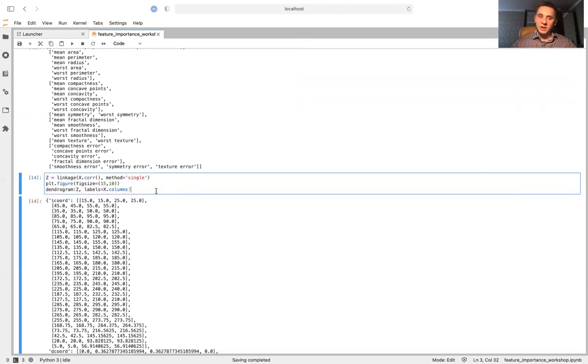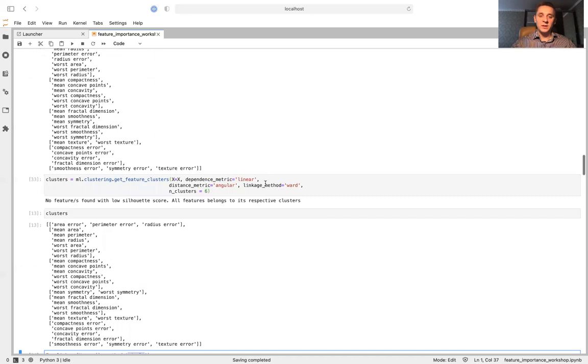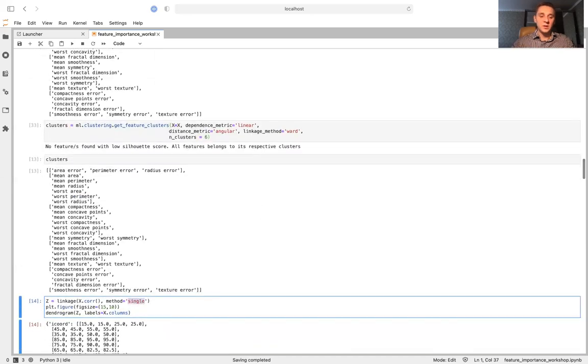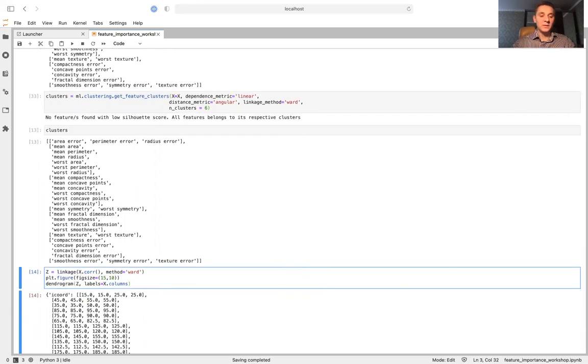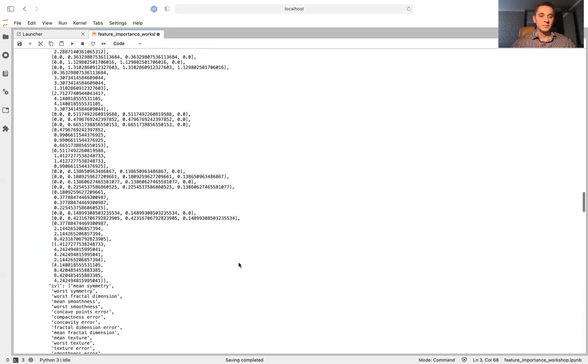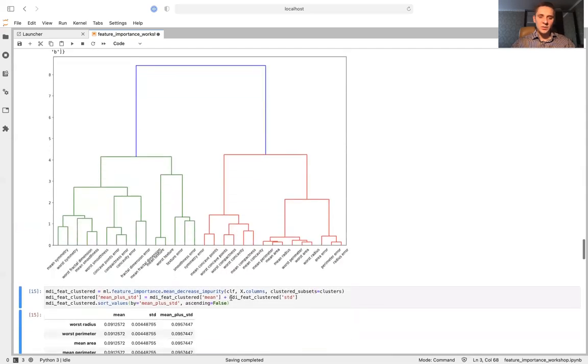To plot the dendrogram, we use the linkage function from SciPy. The method is the linkage method, so let's use the ward linkage method and use the linkage function on top of the correlation matrix. Here it corresponds to the dependence matrix being equal to linear, and we plot the dendrogram of our features. As we can see now, this function plots a beautiful dendrogram which groups features using the agglomerative clustering technique.